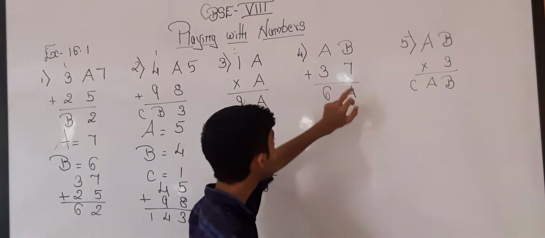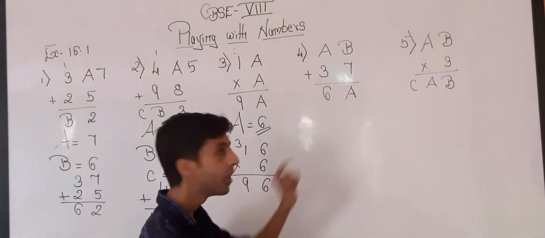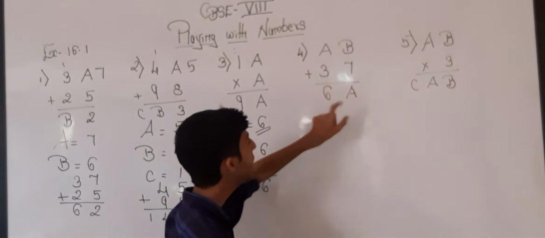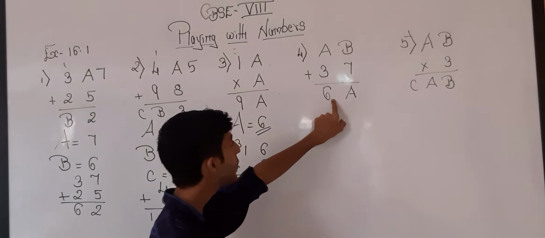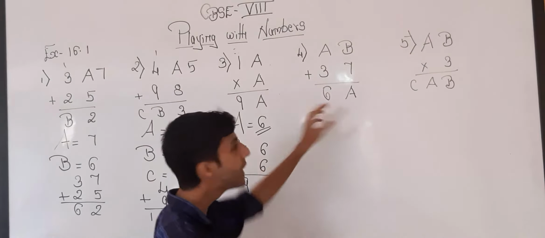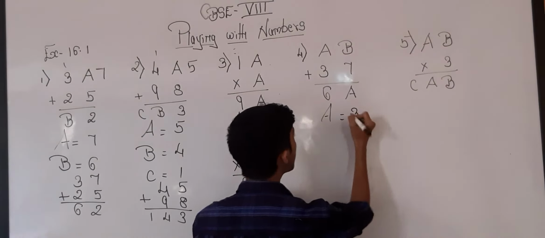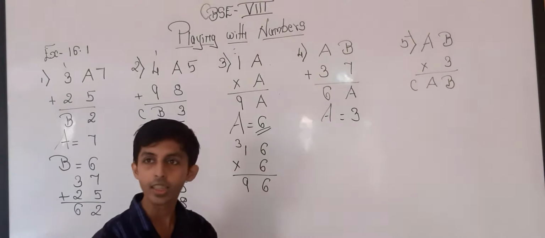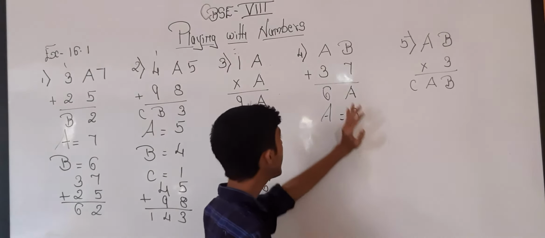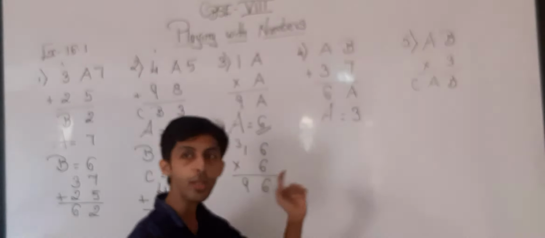Like 6 and 3 is the total, so what should it be? The value can't be 16, so it is 6. So my value of a will be equal to 3, because 3 plus 3 is 6. Fine. Now if I am taking 3 over here, so the value of a will be equal to 3.